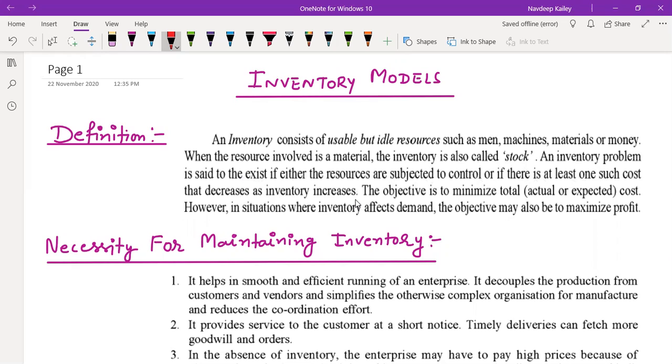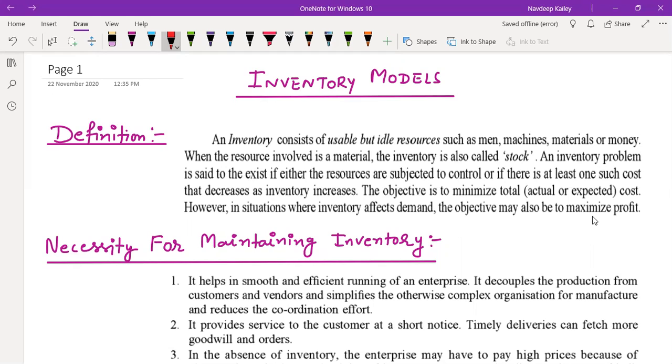In inventory, the main objective is to minimize total cost. However, there are situations where inventory affects demand. In this type of situation, our objective may also be to maximize profit. Now, the question arises: what is the necessity for maintaining inventory? Now we will discuss what is the necessity for maintaining inventory.